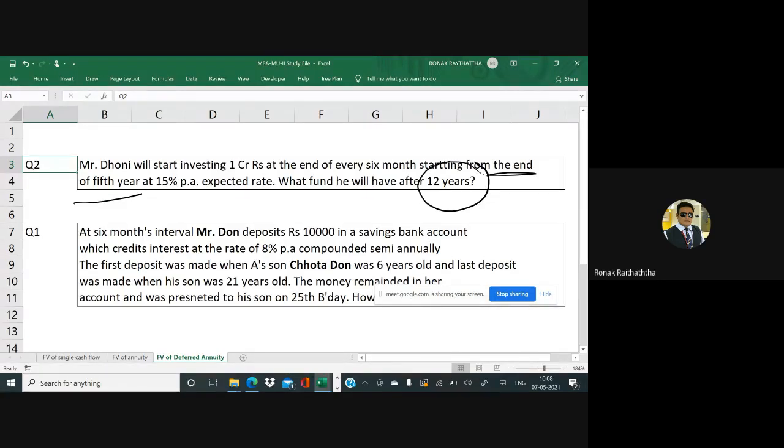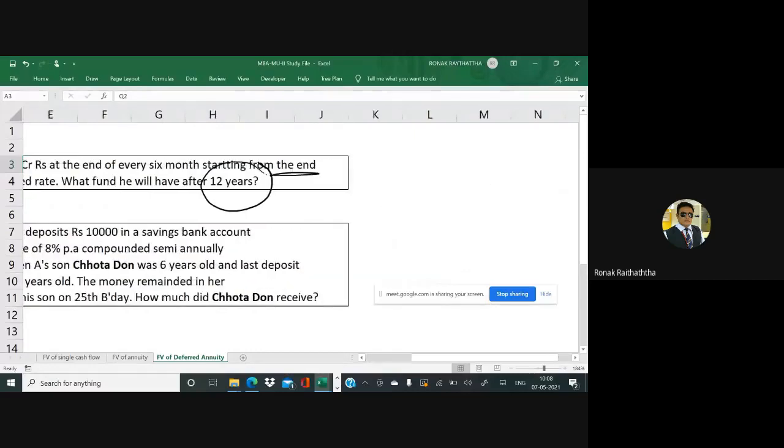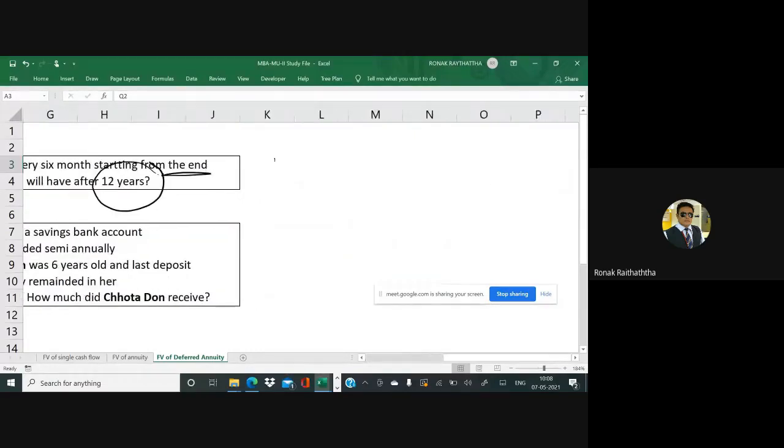Now, my friend, this is how the timeline looks. There are 12 years completing over here, and here as well we have the 0 year. After 12 years, we are supposed to find the future value. We are supposed to find the future value at the end of the 12th year.